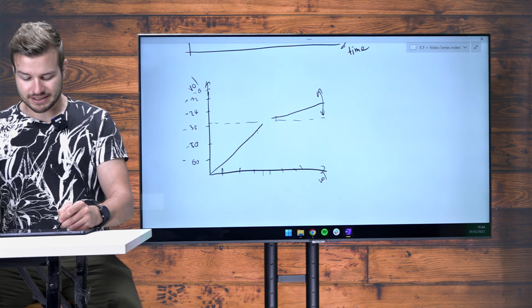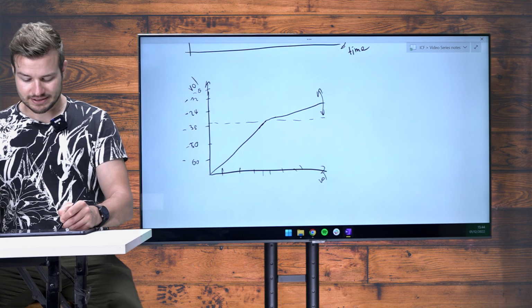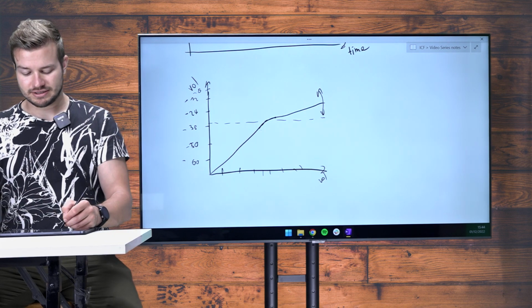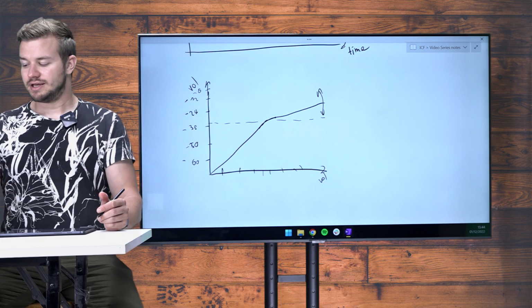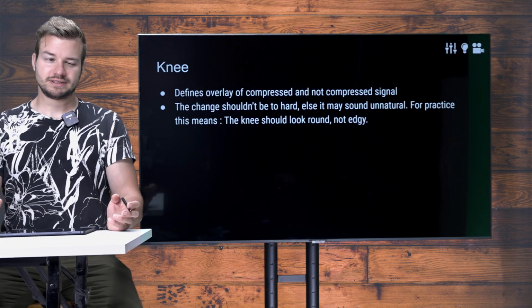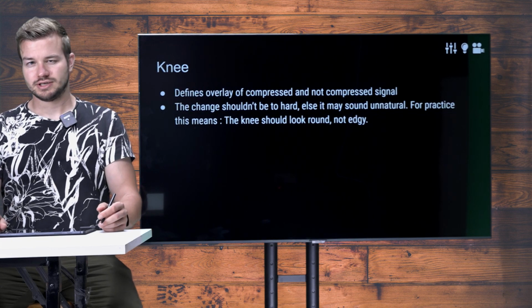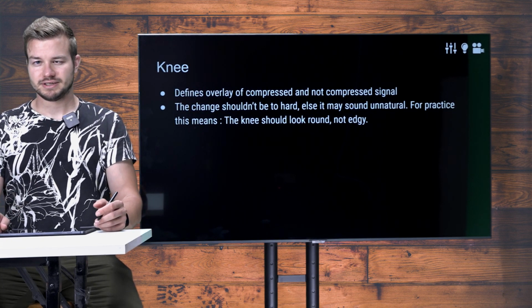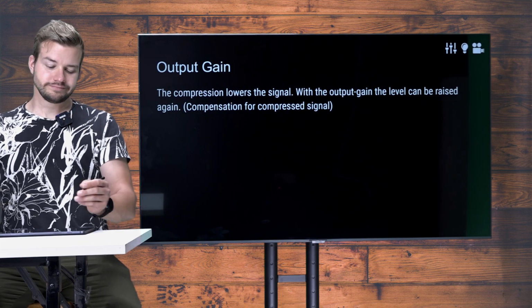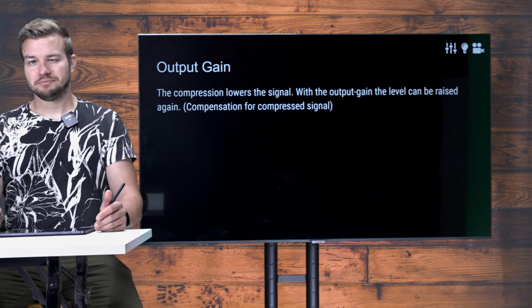So if you make this a little rounder like this, then this means you turned the knee up, so the compression when the signal passes the threshold will happen more smoothly. So I always turn the knee up a little bit, to get a little bit of a smoother compression. And of course, the last thing, very important, the output gain.